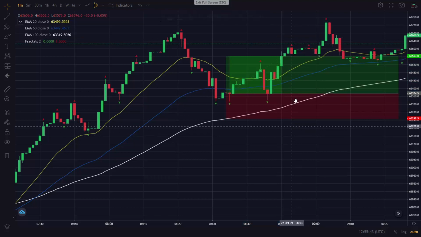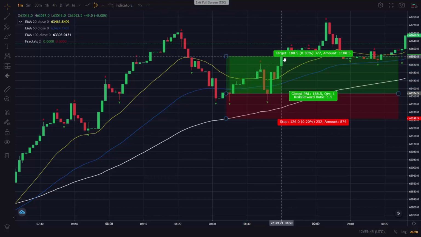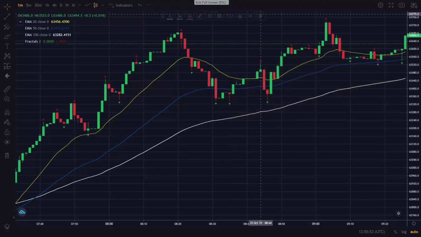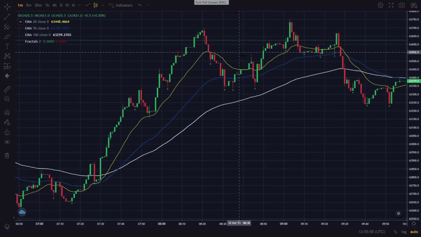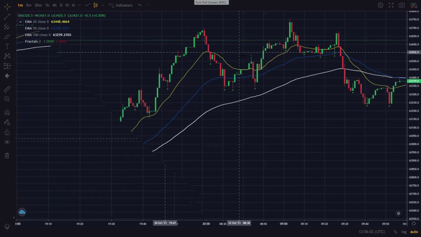And as you can see, we do hit our target after 15 minutes. So that is how the long entry signals are going to appear for this strategy. Next, we'll take a look at the short entry signals.